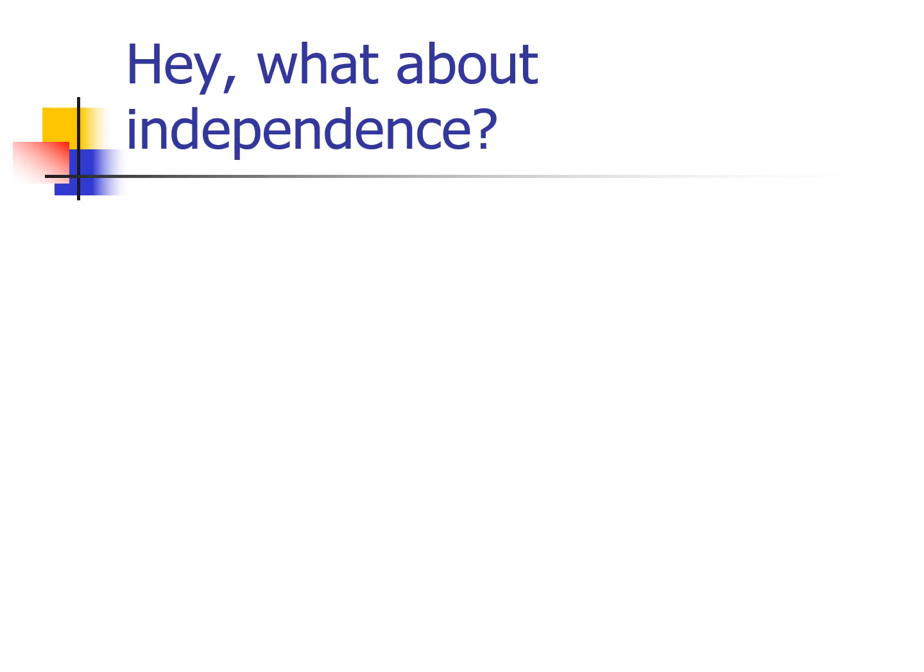Now, I said that this transformation can fix violations of normality. I said it can fix violations of homogeneity of variance. I did not say it could fix independence. So what do we do if there are violations of independence? Well, unfortunately, there's not an easy fix.